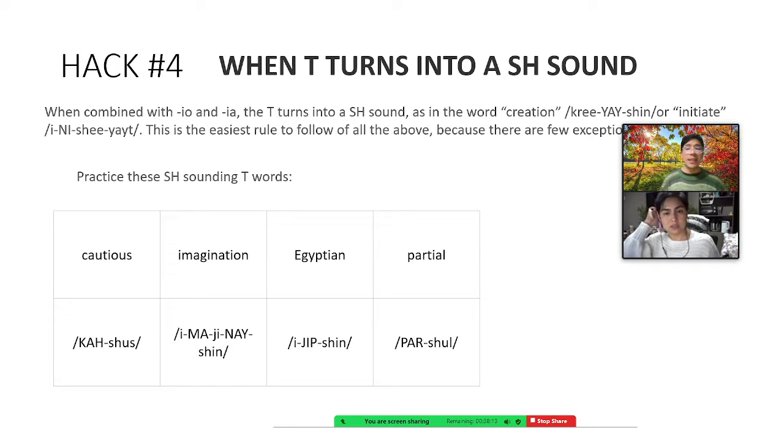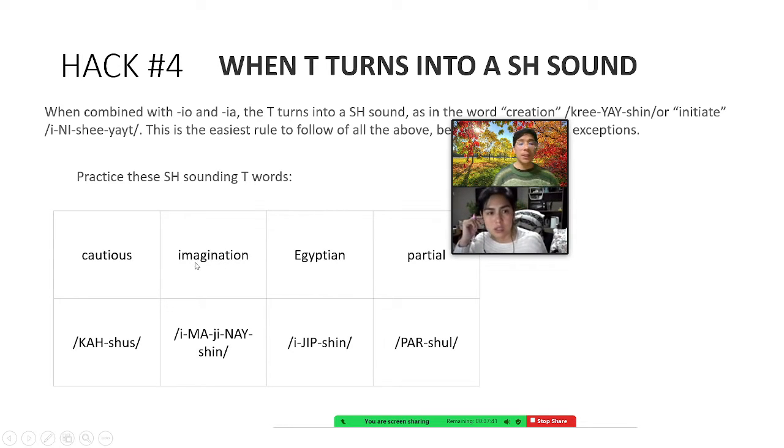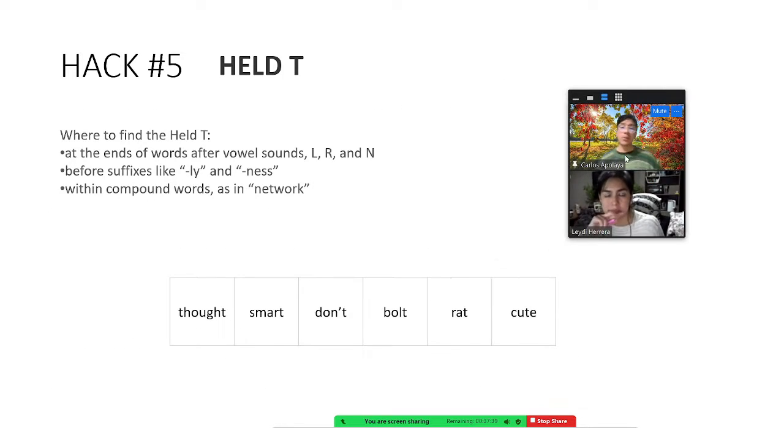Partial. Partial. Iniciar. ¿Cómo sería aquí esta palabra? Initiate. Siempre que tengas una T y al costado esté una IO o una IA, esta T la pronuncias como sh. Por ejemplo, en la palabra imaginación, la T, esta va a ser sh. Imagination. Okay. Imagination.